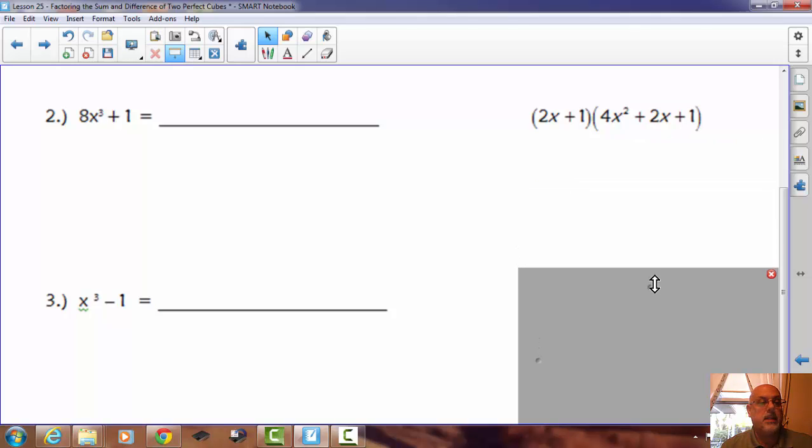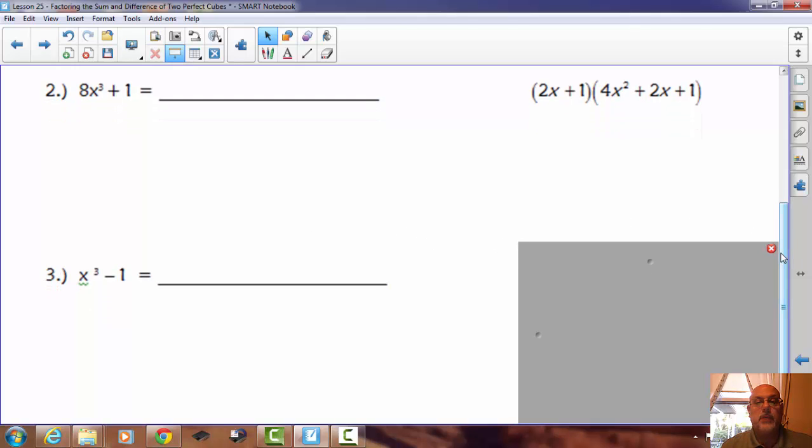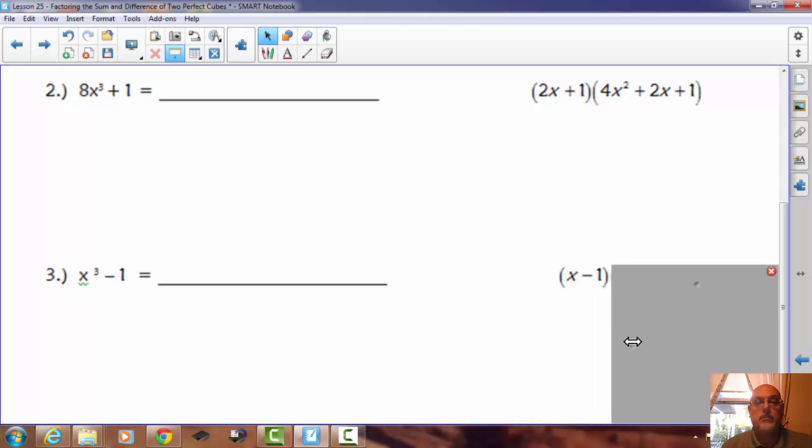Now let's look at the last example. X cubed minus 1. The binomial will be x minus 1. So if you want to pause the video right now to work on this on your own, please pause it and then come back when you're ready. So we start out with x minus 1, and it's square the first term, x squared, opposite sign, plus, front times back, 1 times x is x, always plus, square the last term, 1 squared is 1.